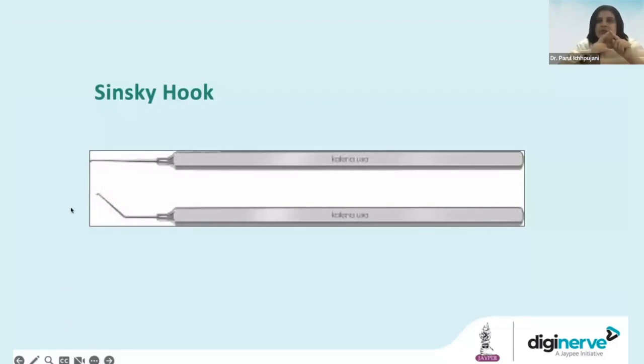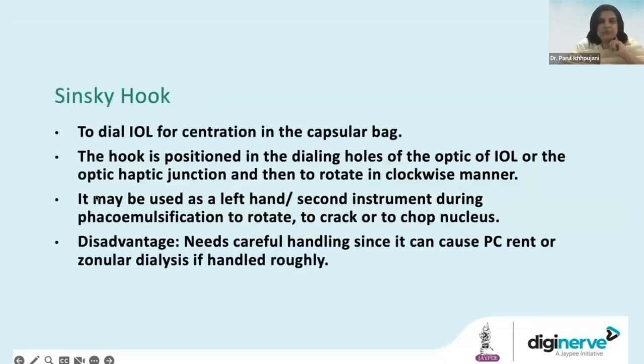You must always feel the tip of the instrument. It's not a very sharp tip. It's a blunt, small curved hook. This instrument is used to dial an intraocular lens in the capsular bag. The hook is positioned in the dialing holes of the optic of the intraocular lens. Now, dialing holes are present only in PMMA lenses. Most modern day lenses, even if they are PMMA lenses, don't have dialing holes. So if there are no dialing holes, then this Sinskey hook is engaged at the junction of the haptic and the optic, and it is used to dial an intraocular lens into the bag in a clockwise manner.